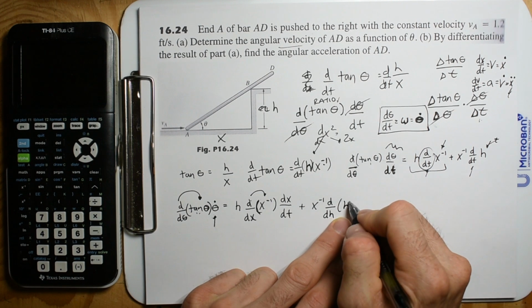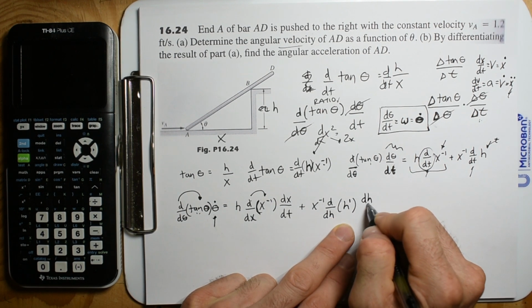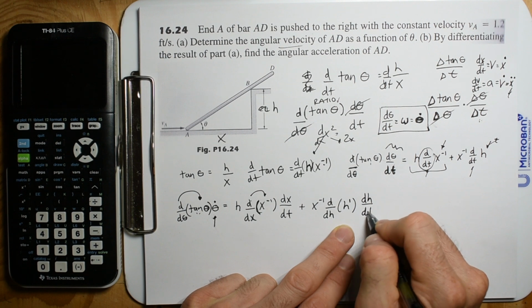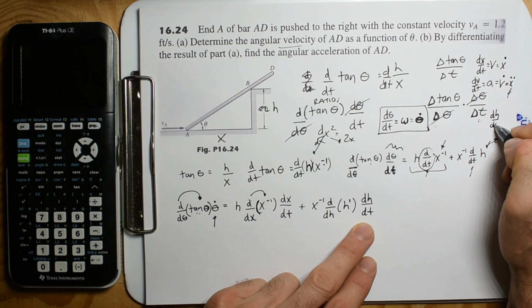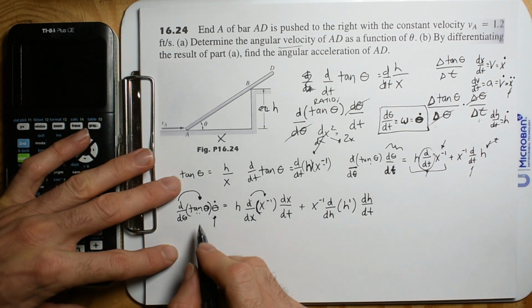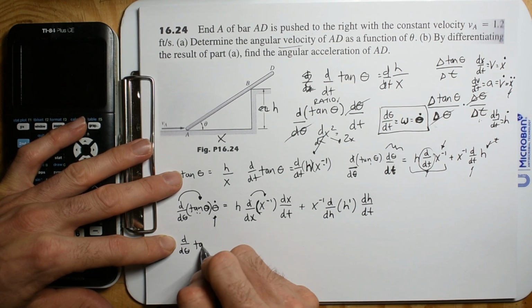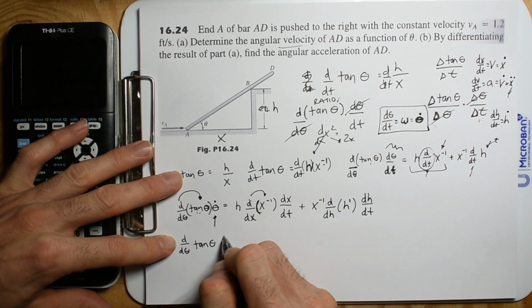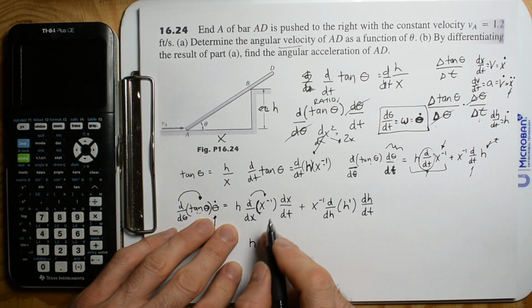Sometimes I'd like to put the power on. This is h to the 1, and then you're going to have dh/dt, or dh/dt is h dot. All right, so let's really simplify this. We're going to have d/dt of tangent theta, theta dot, is equal to h.